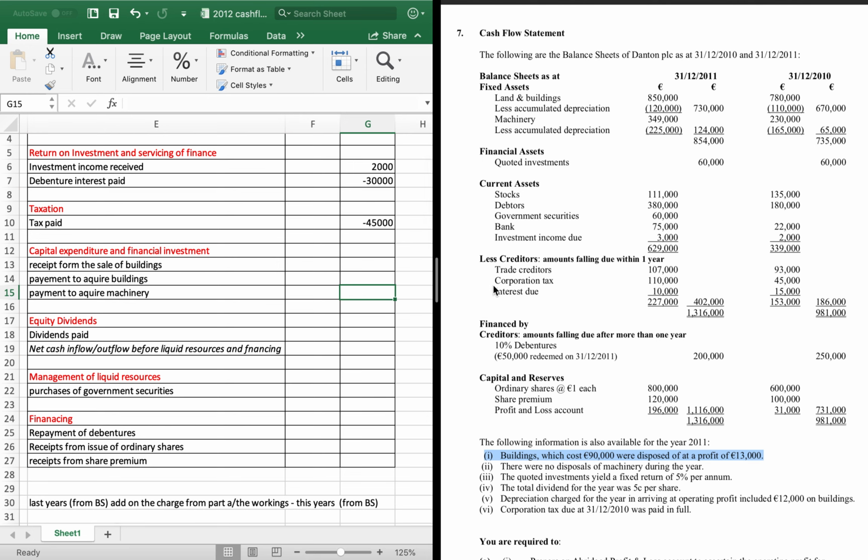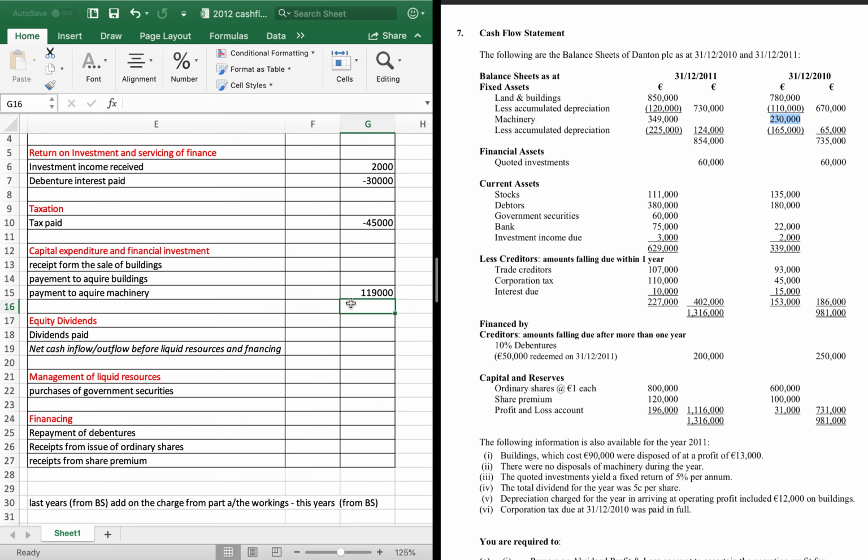So we're paying, so it's going to be a minus. So how much have we paid for our machinery? We didn't sell any machinery in the year. So machinery started at 230. It didn't go down because we didn't sell any machinery. So it's gone from 230 up to 349. So we must have bought machinery that cost us 119,000. So the difference between the 230 and 349 is 119,000.